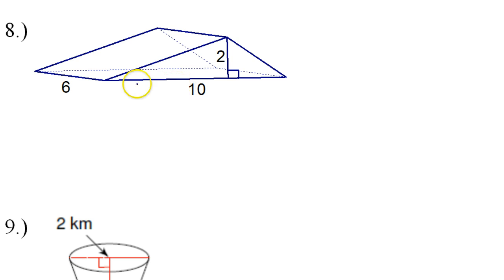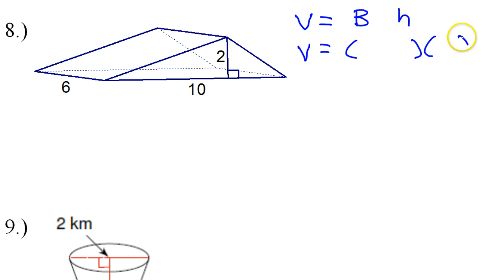Alright, now this is a prism, and we need to find the volume of the prism, but we need to know that the formula for the volume of a prism is area of the base times the height. Okay, so there will be no 1/3 or 1/2 or anything like that. Okay, we need to calculate the area of the base and then multiply that by the height.